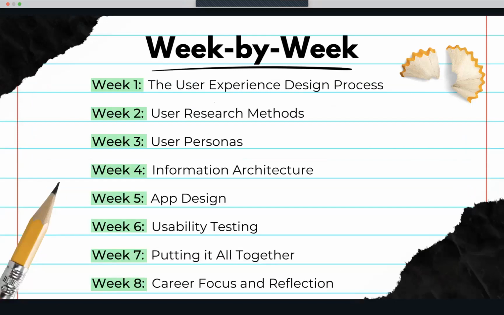So here is an overview of what we learned week by week. In week 1, we discussed the user experience design process, and that is when you selected the restaurant app that you were going to redesign. Week 2, we discussed user research methods. Week 3, user personas. Week 4, information architecture, which is the organization of how you would like to lay out your application, how you would like to make it better and organized for the user.